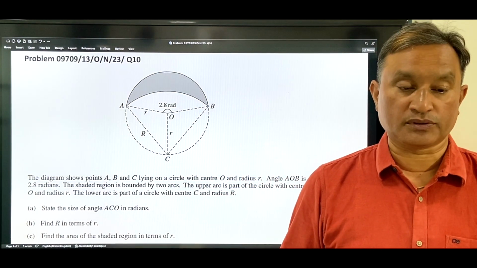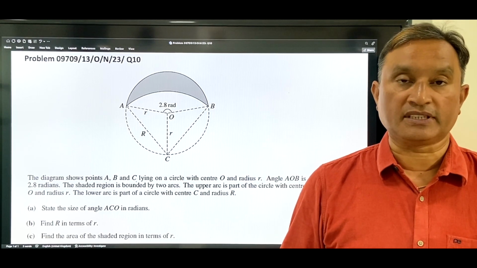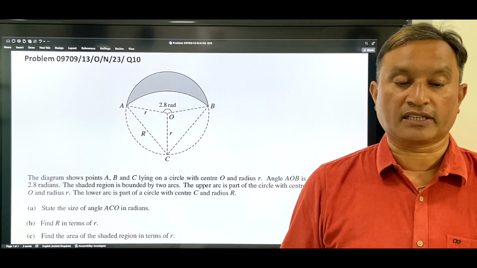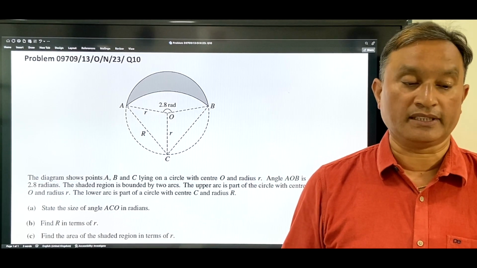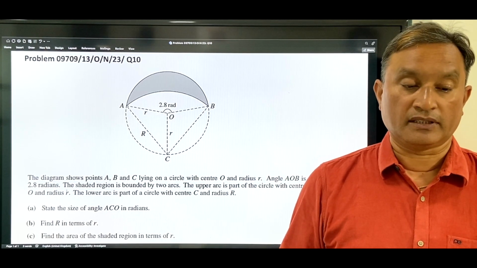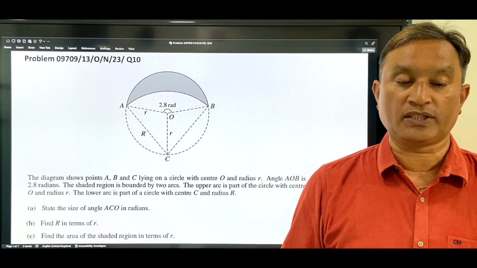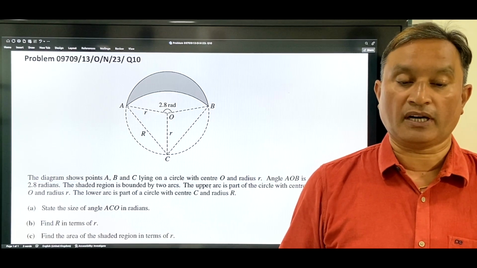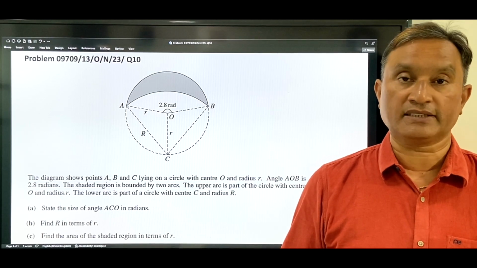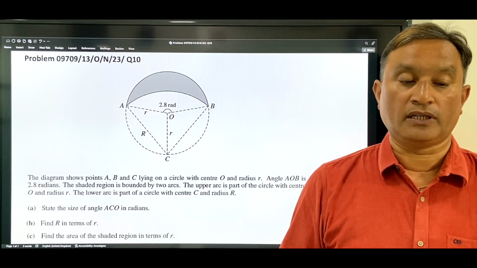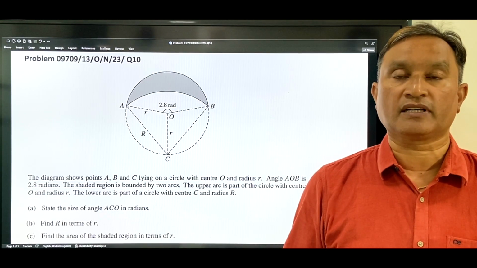The diagram shows points A, B, C lying on a circle with center O and radius R. Angle AOB is 2.8 radian. The shaded region is bounded by two arcs. The upper arc is a part of the circle with center O and radius small r. The lower arc is part of the circle with center C and radius capital R.